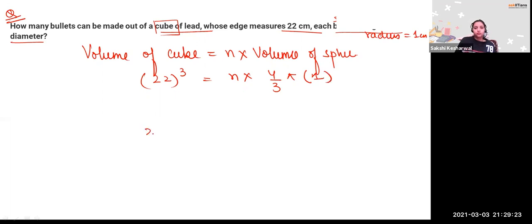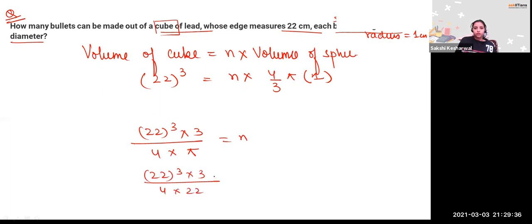So n is equal to what? 22 cube into 3 into 4 into pi, right, which is equal to n. So 22 cube into 3 into 4 into 22 into 7, right, is equal to n. Now when you do the calculation, you will get n equal to how much, beta? 200 and 2541, right? These are the calculations you will get. You do the calculations, you'll get the same answer, right?